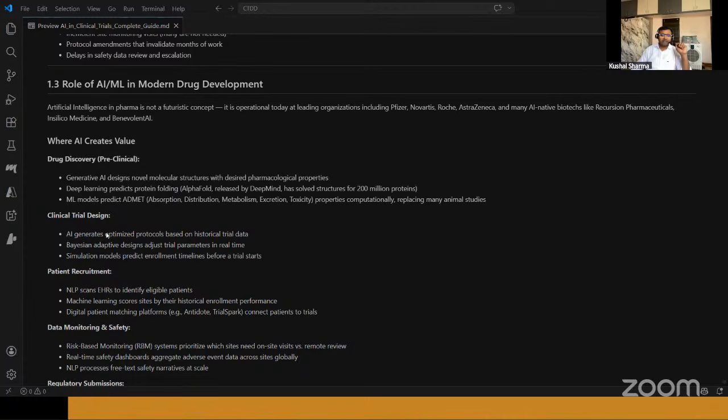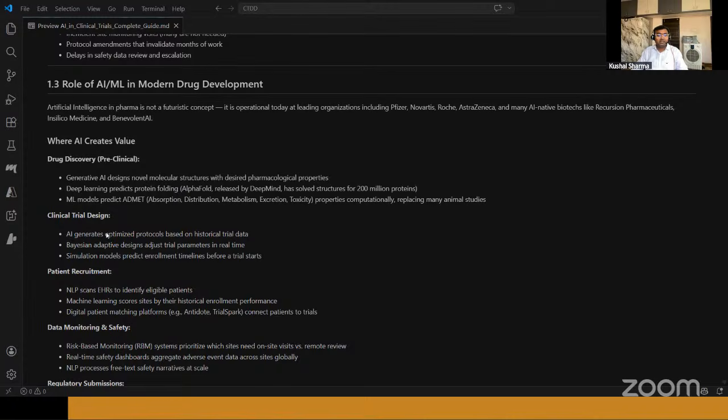First, drug discovery. Generative AI designs novel molecular structures with desired pharmacological properties. Deep learning predicts protein folding. AlphaFold, released by DeepMind, has solved structures for 200 million proteins. ML models predict ADMET (absorption, distribution, metabolism, excretion, toxicity) properties computationally, replacing many animal studies.